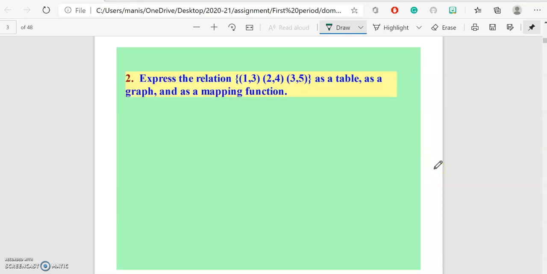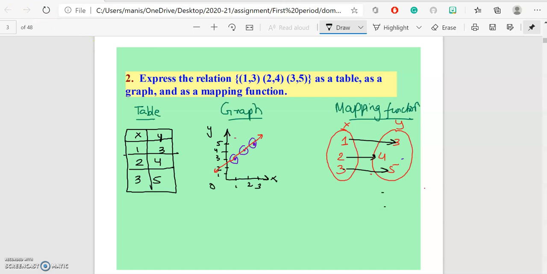Next question says, express the relation as a table, as a graph, and as a mapping function. So this is your work for you to do. So take a minute and try to do this question on your own. So your answer should look like this for this question. I have represented the relation in the form of table, graph, and a mapping function.